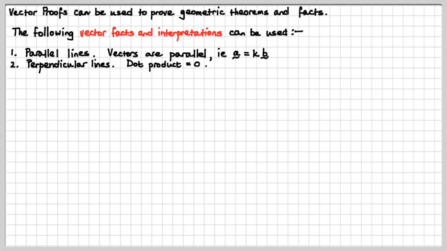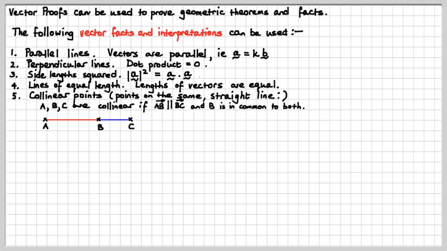Perpendicular lines, yes, the dot product will equal 0 because they will be at 90 degrees to each other, and cos of 90 degrees equals 0. Third thing is side length squared. If you've got any theorems like Pythagoras' theorem, for example, where you've got a squared equals b squared plus c squared, in a vectorish kind of way, that really means the dot product of a vector with itself, and that's how you manipulate your way around to getting that concept. Okay, we'll do that in a minute.